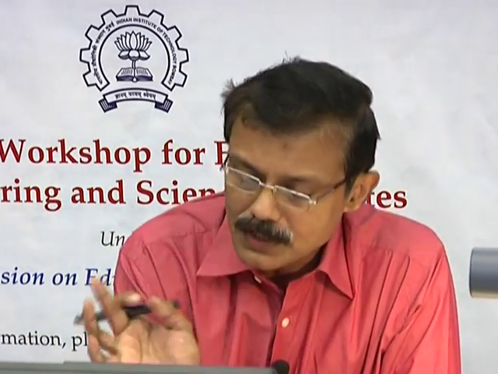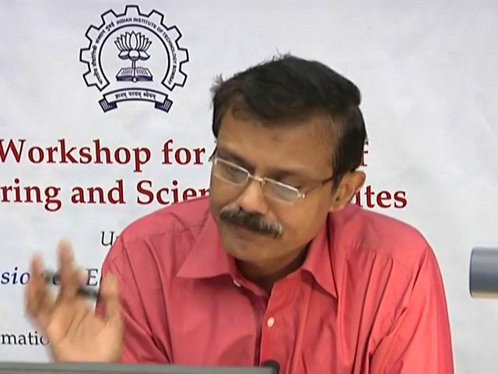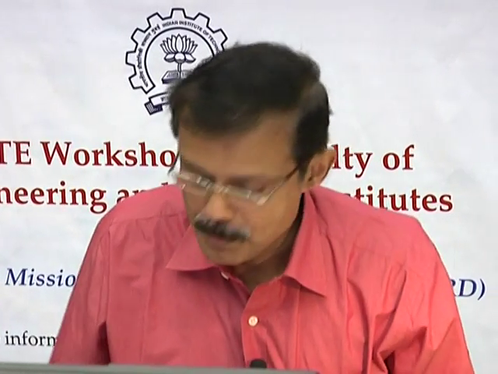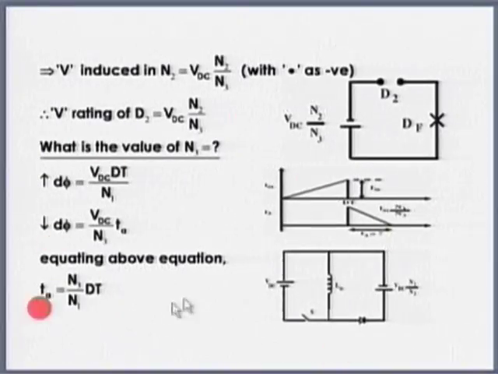and if N1 is equal to N3, D cannot be greater than 0.5. With N1 equal to N3, the designing and fabrication efforts become relatively simpler. I have given the equivalent circuits here. This is negative d phi/dt, this is the equivalent circuit.